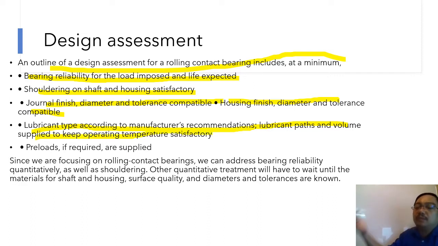Okay, lubricant we will explain much further in the next topic on general bearing. It is also mentioned here, but explained more in the next topic. And then preloads are required. If you remember the topic about the screw, we talked a lot about preload. Since we are focusing on rolling contact bearing, we can address bearing and reliability quantitatively, as well as shouldering. Other quantitative treatment has to wait until the material for shaft and housing, surface quality and diameters are known. So this is all the design assessment. You have to consider many more things.